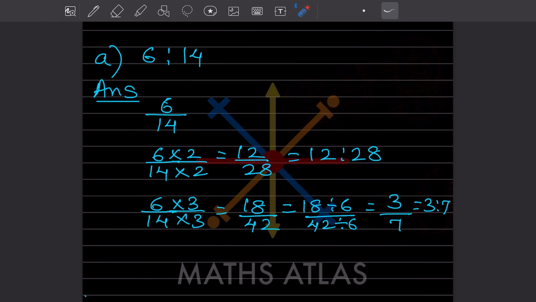So both are equivalent. When you multiply by 2, that also is equivalent. When you multiply by 3, whatever final answer you get, that is equivalent. So even if you divide by 4, you're going to get the same.